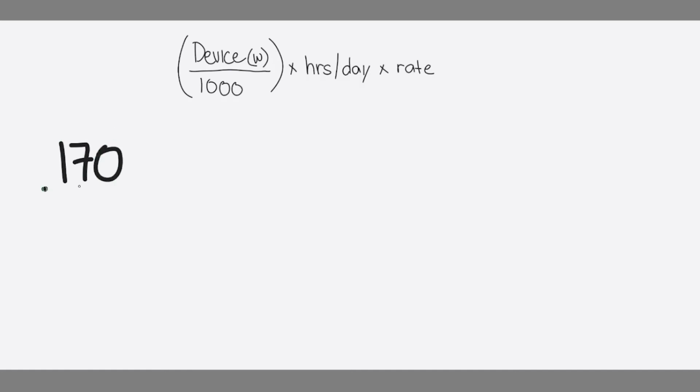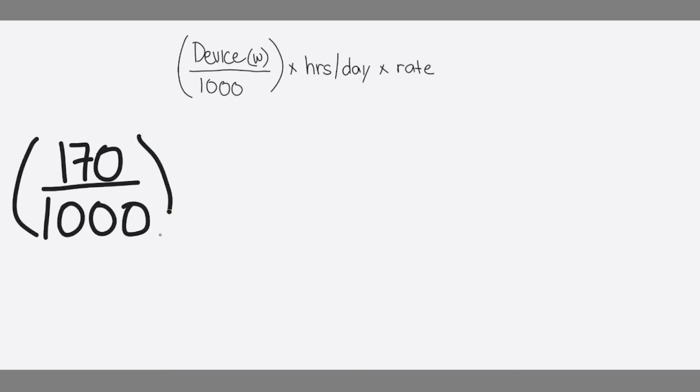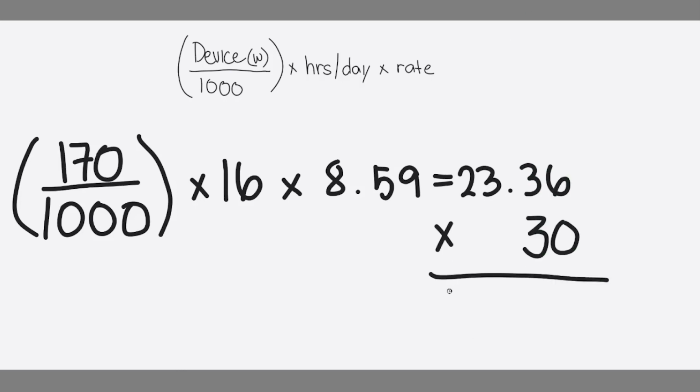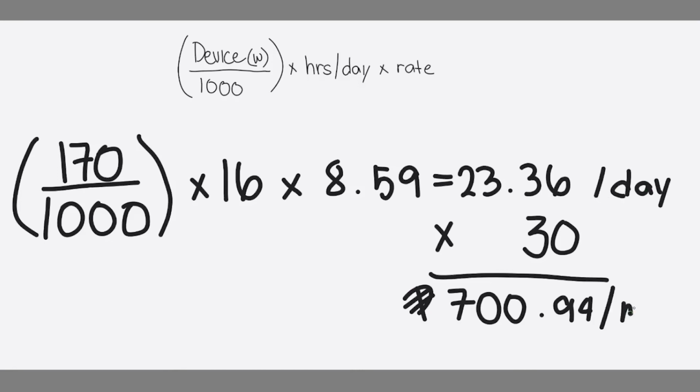Now, we take this and put that in the formula and replace them with the values we have gathered. So 170 watts, divide that by 1000 and multiply that by the usage time of 16 hours. And then again, multiply it by the rate of my electricity service provider. And that will equal how much it is costing me per day. And if I really want to know how much it costs per month, then just multiply it by 30 and that will give me how much my PC is costing me per month.